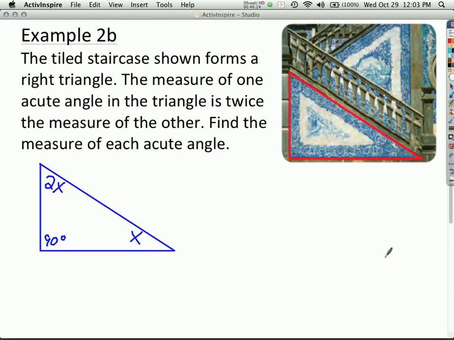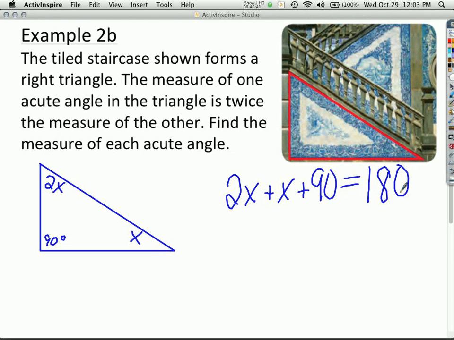If we use the triangle sum theorem, what will be on the left-hand side? Yeah? Very good. All of the angles will add up. 2x plus x plus 90 will equal 180. If we use Dayanara's idea of using the corollary, it will say this.